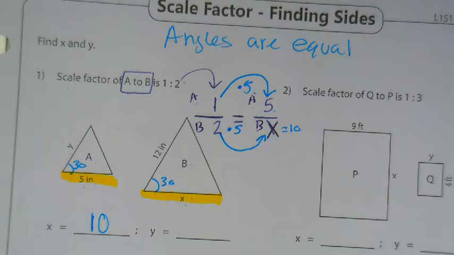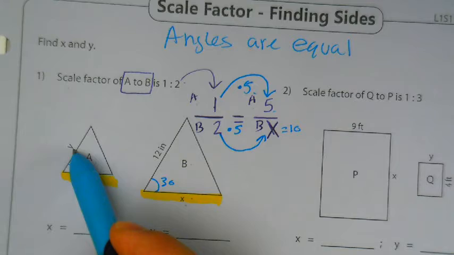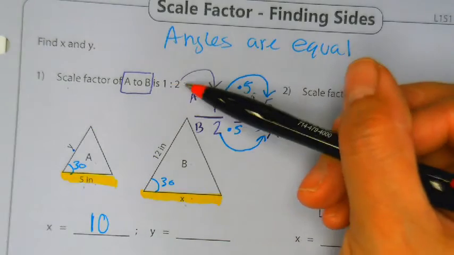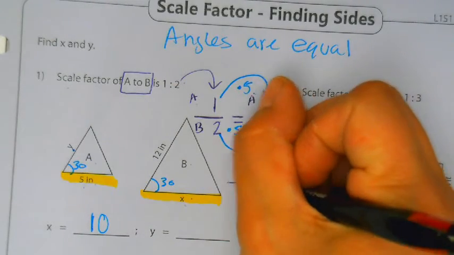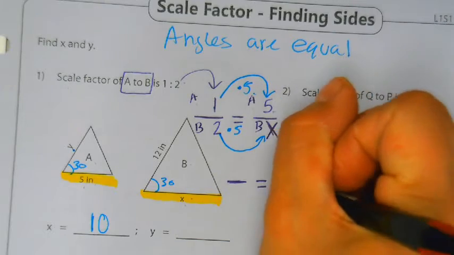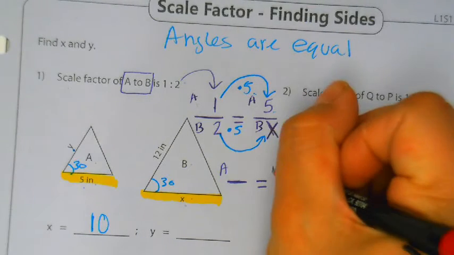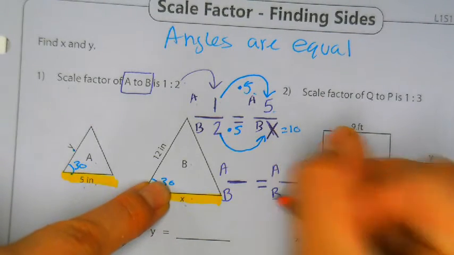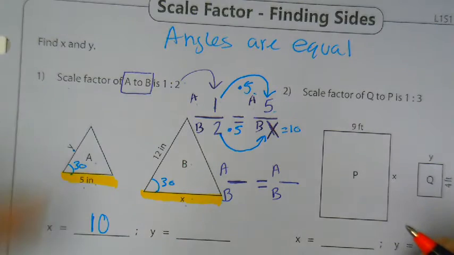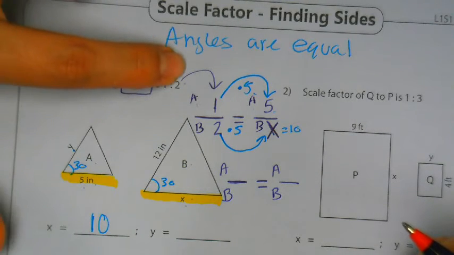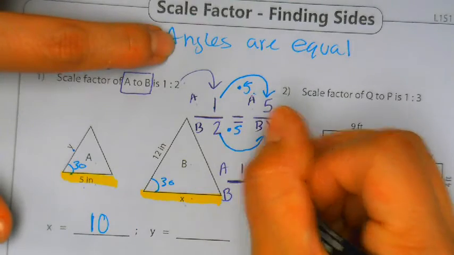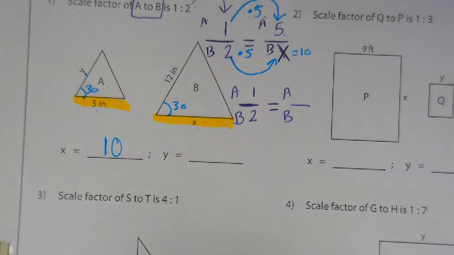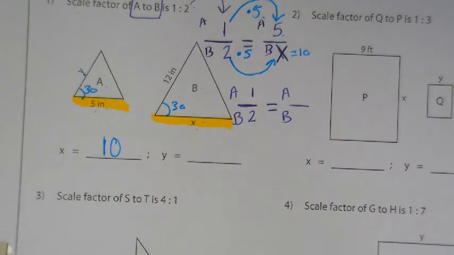Okay. Now we got to solve for Y. So how do we first start off with our scale factor 1 to 2. So I'm going to draw another proportion. The top is going to be my A's, my A triangle. My bottom is going to be my B triangle. What's my scale factor? 1 to 2. So 1 to 2, right? 1 to 2. Okay.